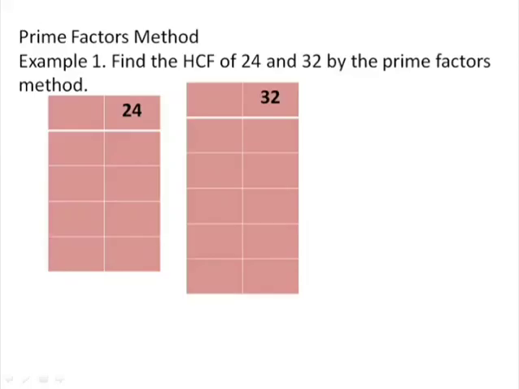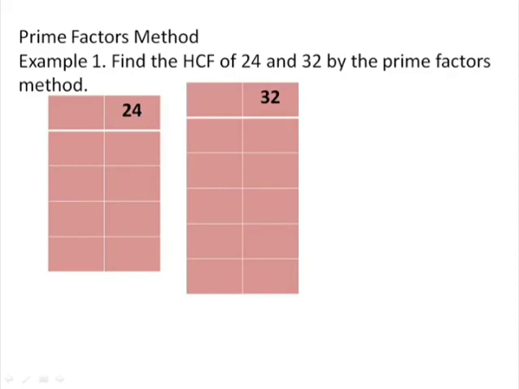Children, now we will see the prime factors method. It is given on page number 17. Already you learned how to find the prime factors of the given numbers. So let us start with the first solved example given on the same page. Find the HCF of 24 and 32 by the prime factors method.